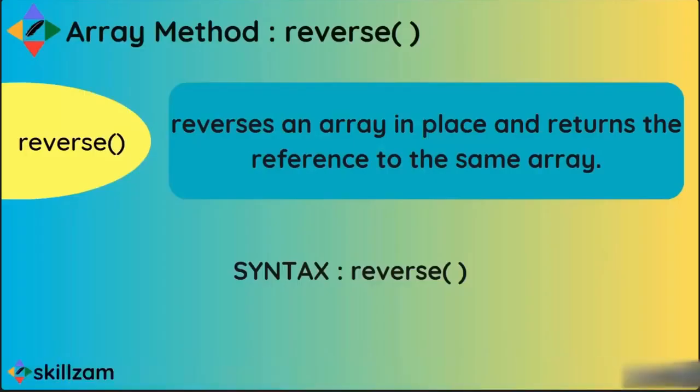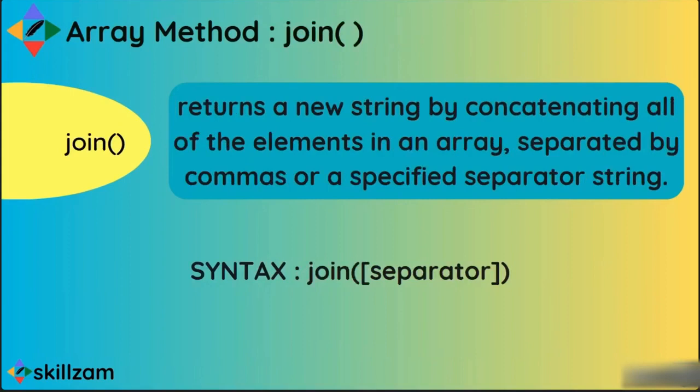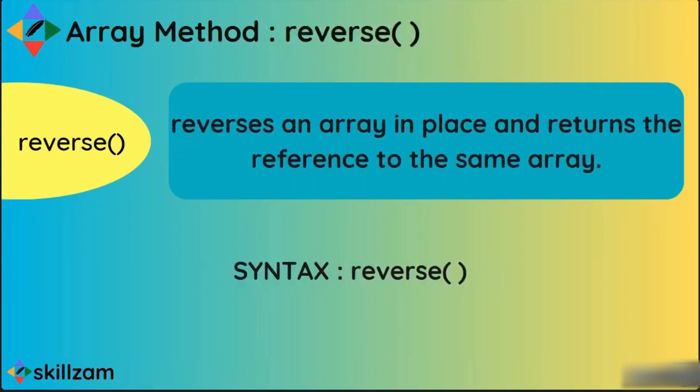So today, we'll have a little bit of a discussion related to some of the remaining array methods. I know we have seen join the other day, but we haven't seen what reverse does. What this reverse array method does is reverse an array in place and return the reference to the same array.